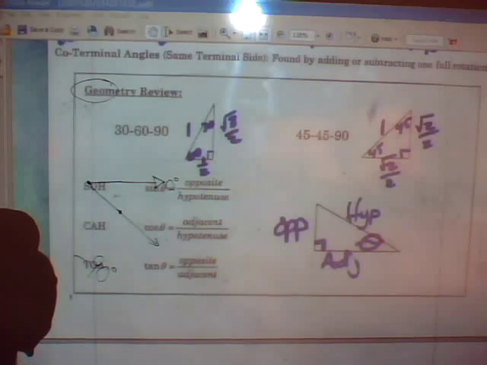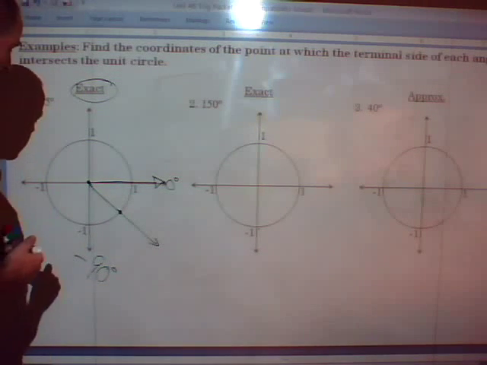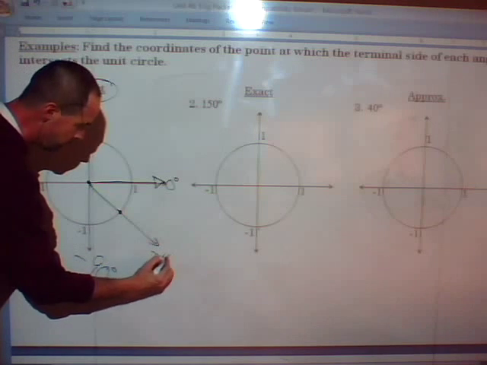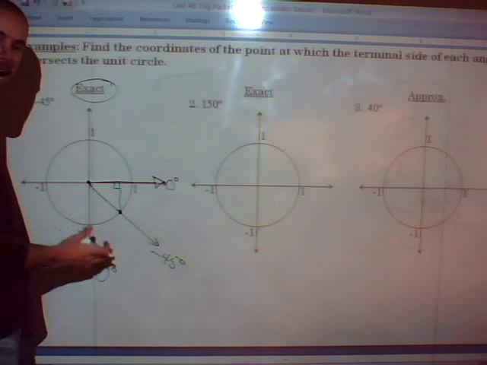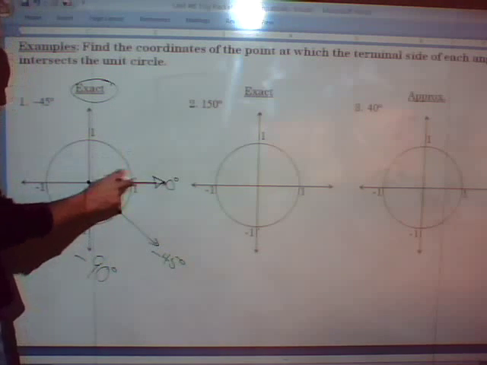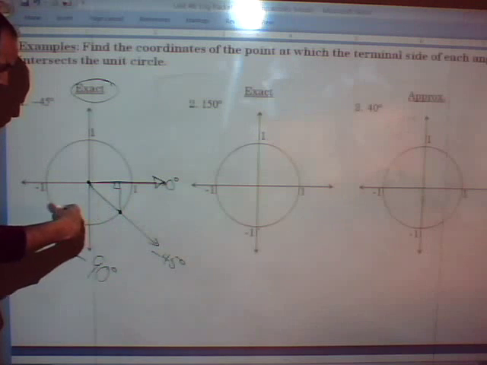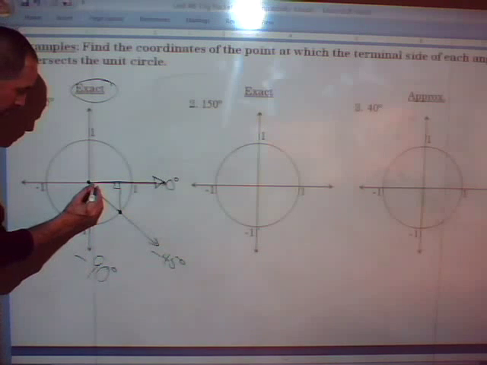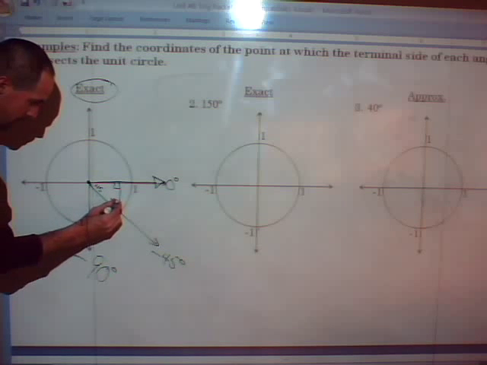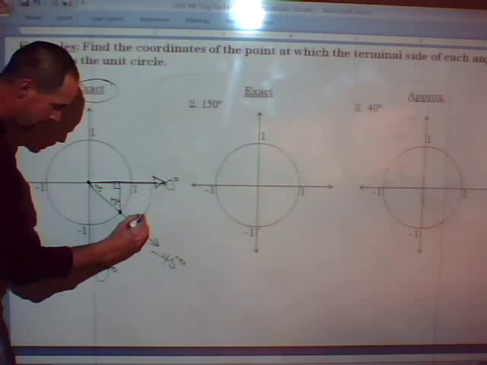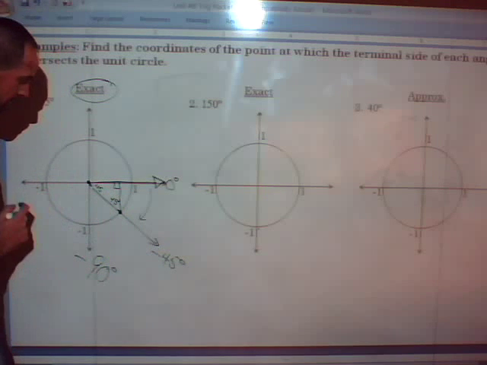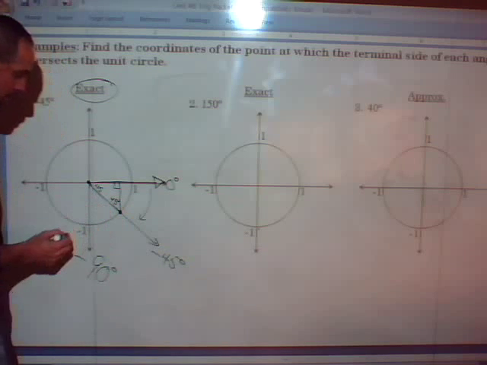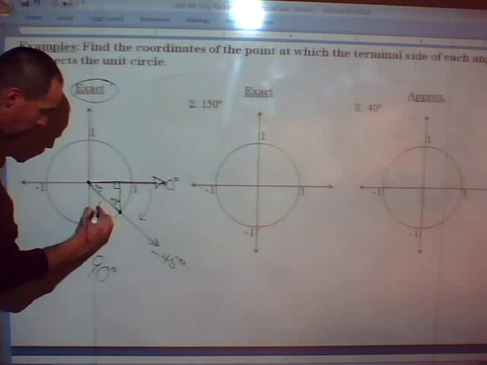Okay. So on here, this is negative 45 degrees, and we're going to draw our triangle. Out of habit, I draw my triangle up or down to the x-axis, but you don't have to. You can go left to right to the y-axis. That's going to make this a 45, 45, 90 degree triangle, because from here to here is negative 45 degrees. We know that the hypotenuse on the unit circle is 1.